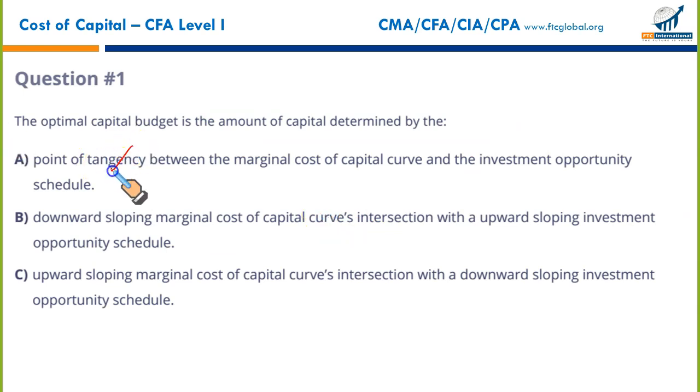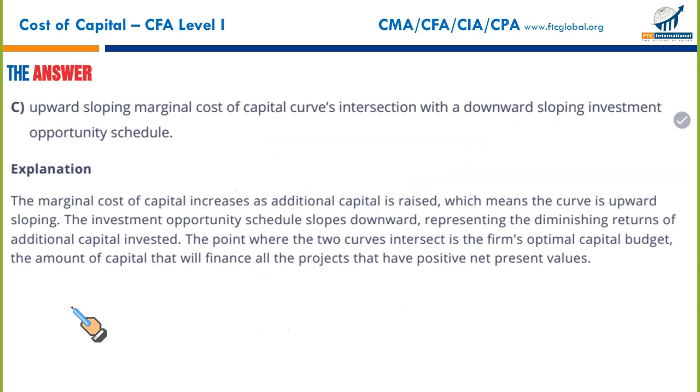The point of tangency? No, not tangency, just where these two curves intersect. Downward sloping marginal cost curve? No. Marginal cost curve is upward sloping, we've just seen. Upward sloping marginal cost of capital intersects with the upward sloping investment opportunity schedule? The investment opportunity schedule has a negatively sloping curve, so these are totally the other way around. So that means C must be the right answer: upward sloping marginal cost of capital curve, where it intersects with the downward sloping investment opportunity schedule. That's where you have your optimal capital budget, given with option C.